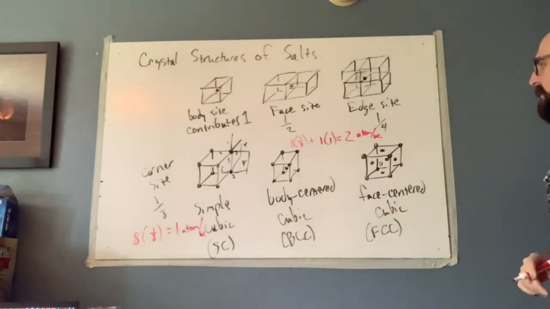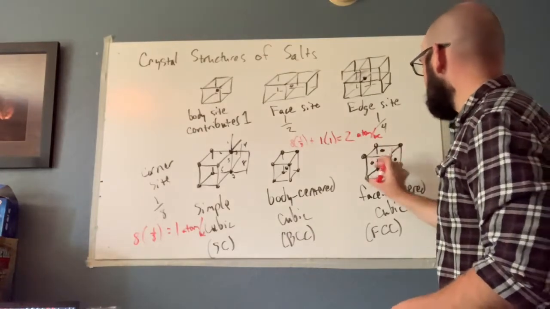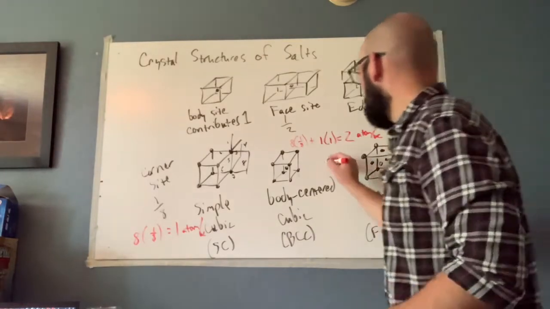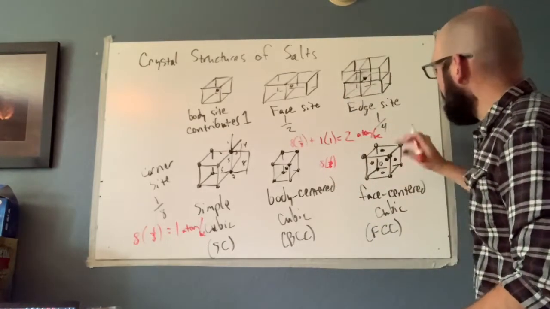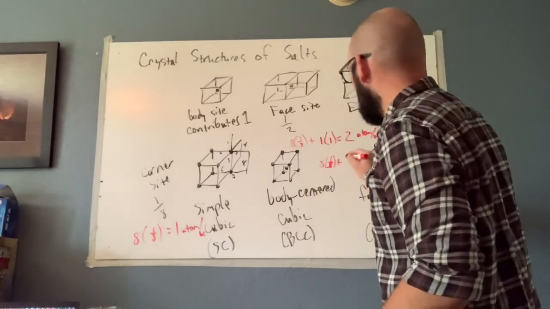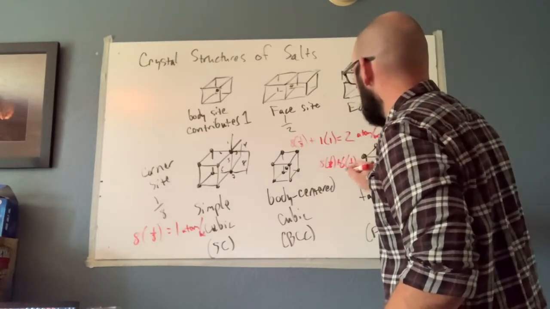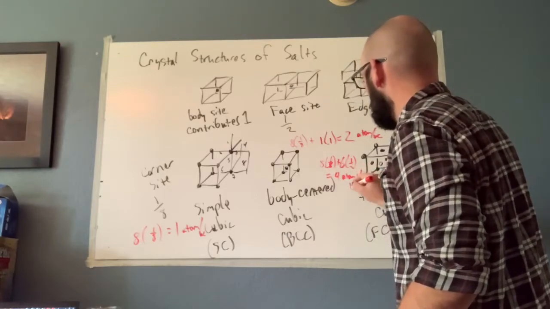And then if we look at our face-centered cubic example, we have again 2, 4, 6, 8 atoms in corner sites. And we have 2, 4, 6 atoms in face sites, which gives us 4 atoms per unit cell.